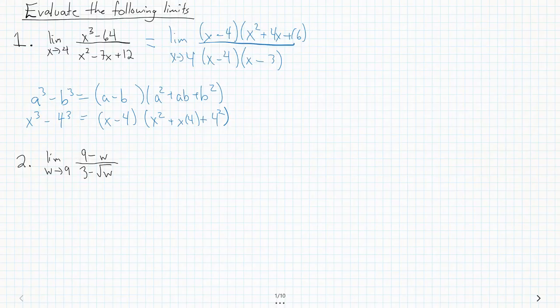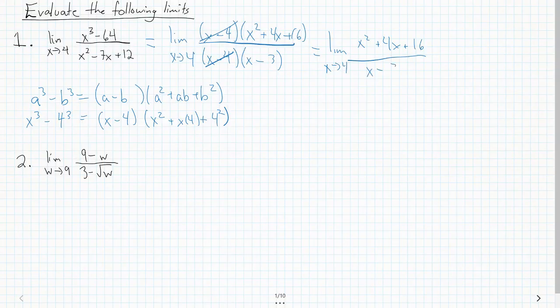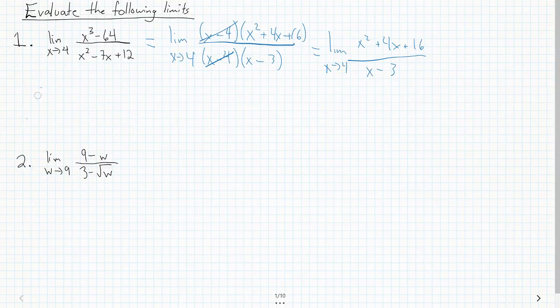Now moving forward from there, what do we have? Well, our x minus 4 is canceled, so we have the limit as x approaches 4 of x squared plus 4x plus 16, all divided by x minus 3. I'll erase this piece down here. And what does that give us?